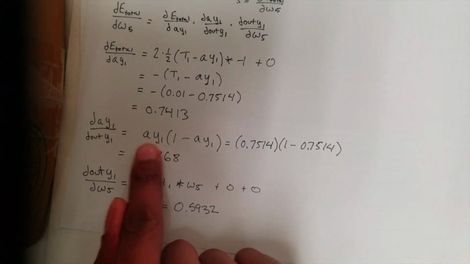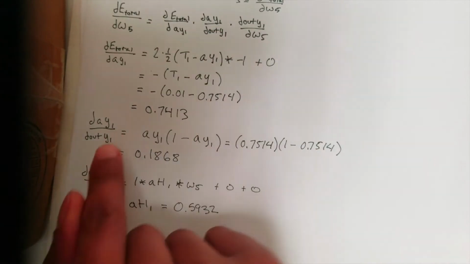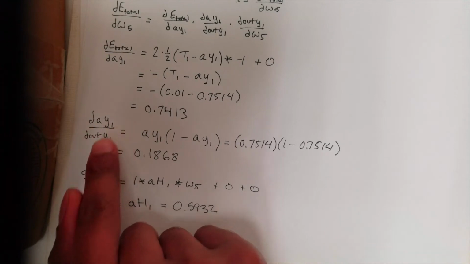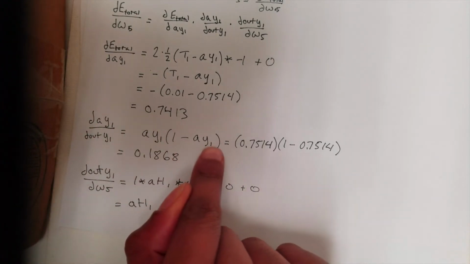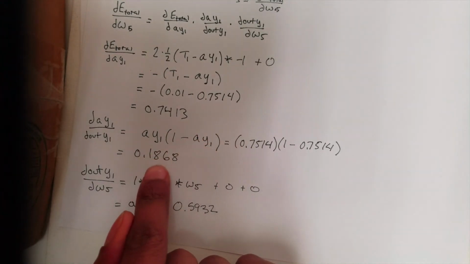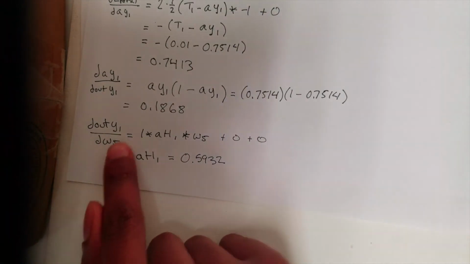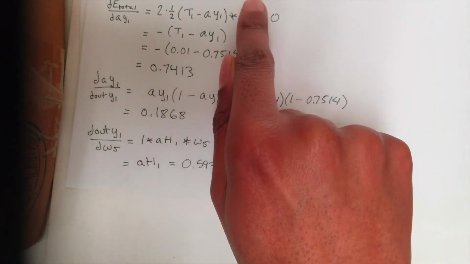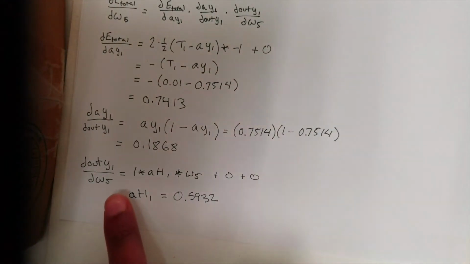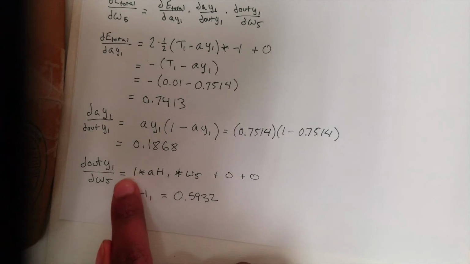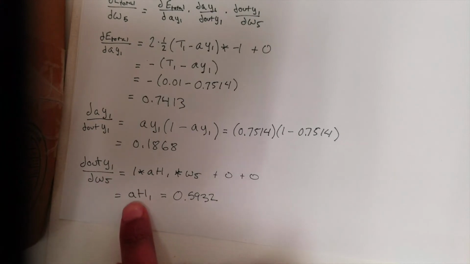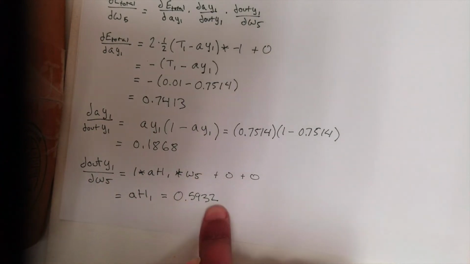That's this first piece. Now the next piece we have to calculate is the contribution of the output of y1 with respect to the activation of y1, and this is the actual sigmoid function prime, and then we get 0.1868. Then the last piece is we have to calculate the contribution of weight 5 with respect to the output of y1. Looking at the formula, this is the actual weight 5. The partial derivative of this gives you the activation of h1, which is 0.59.